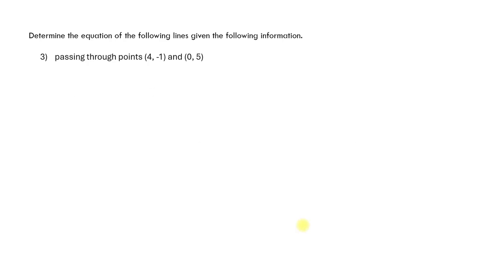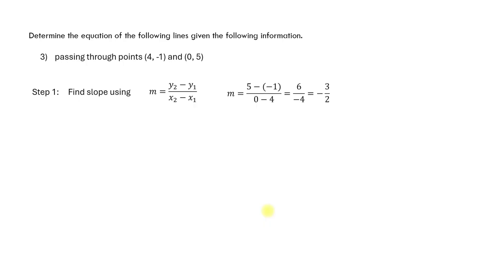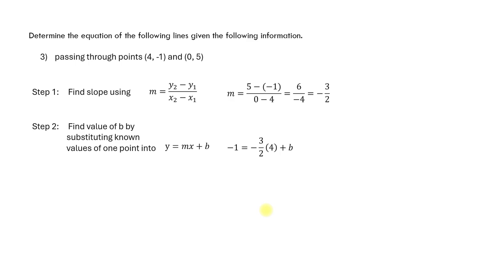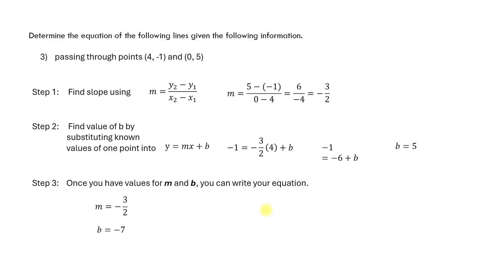Same type of question. We'll use our y2 minus y1 over x2 minus x1 to figure out the slope. Plugging in the values gives us a slope of negative 3/2. We take the information we have, we plug it into the formula y equals mx plus b. Then we solve for b. Once we have the slope and we have b, we can write our equation.